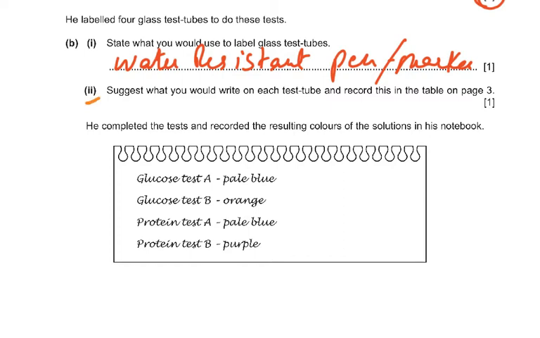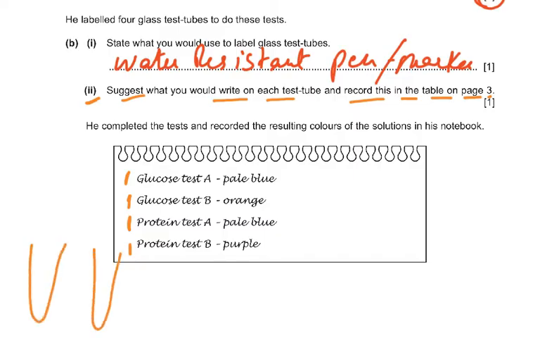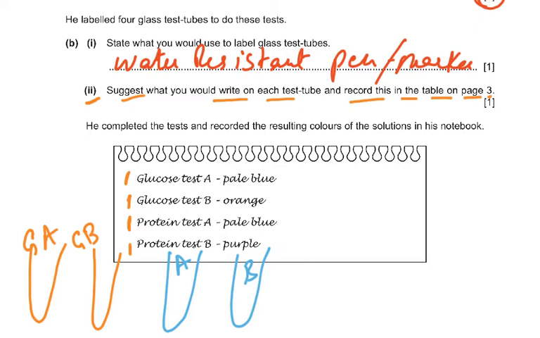Now, part 2 of the question says, suggest what you would write on each test tube and record this in the table on page 3. What you have to understand is that you were going to do a glucose test on A and a glucose test on B, and then a protein test on A and a protein test on B. So you basically had to have 4 test tubes, with A and B, and then another A and B. You would do the glucose test on these, and then the protein test on these.